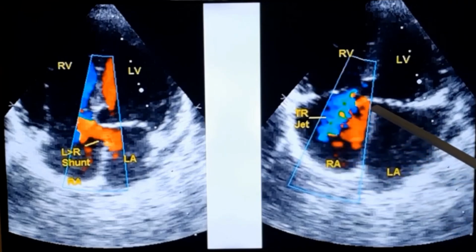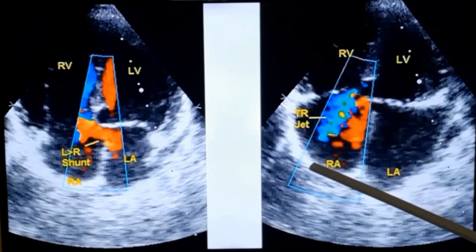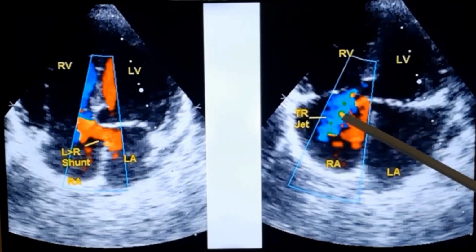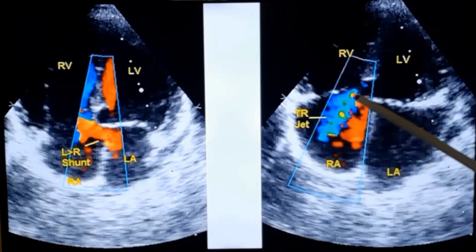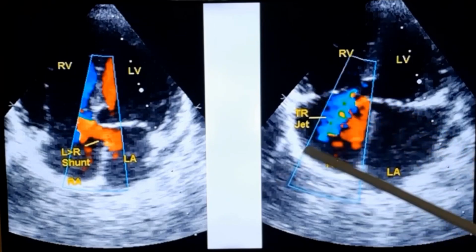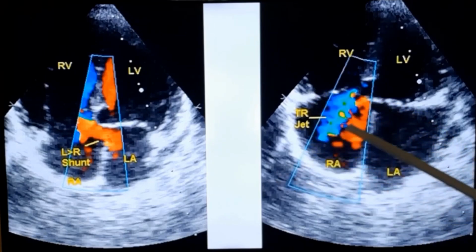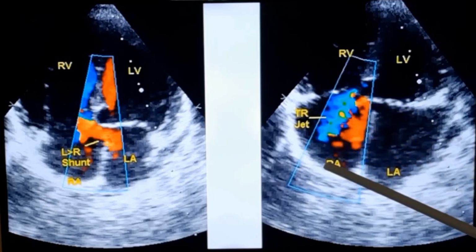In primum ASD, it can be due to a defect in the tricuspid valve also. But more classical is a mitral regurgitation due to cleft anterior mitral leaflet. And TR can occur also without either pulmonary hypertension or structural defect in the tricuspid leaflet. Even in normal individuals, there can be mild tricuspid regurgitation, which is not of much significance.